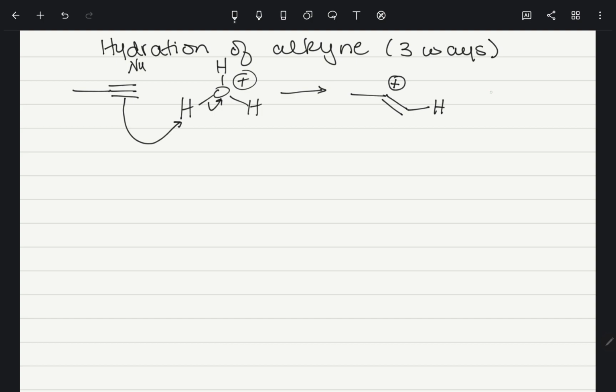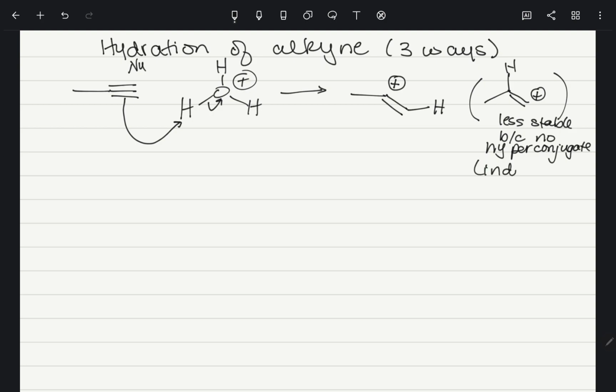Now, the other alternative of where this goes is if we put the hydrogen here, and we've already discussed with alkenes why this is not such a great idea. It's the same idea, the stabilization. This is less stable, not that a plus charge on a double bond is stable anyway, but this is less stable because there is no hyperconjugation, which is a type of induction. So it's not so helpful.